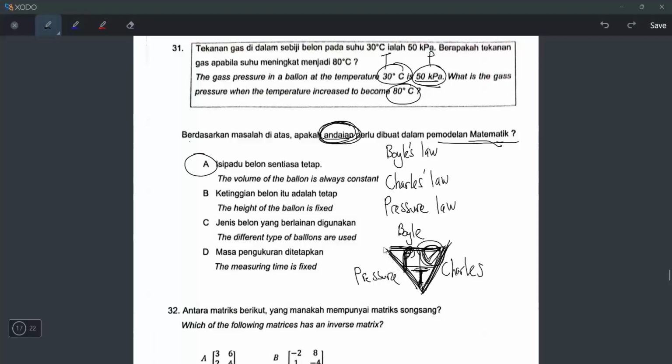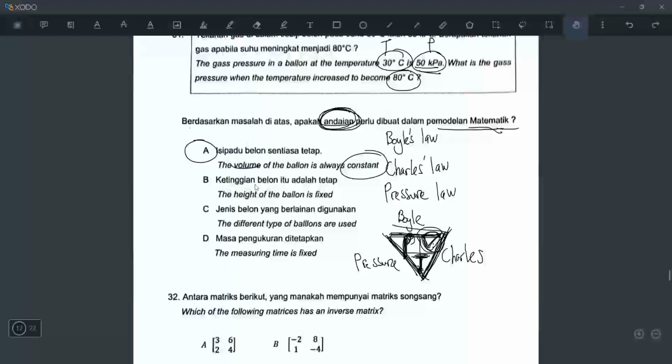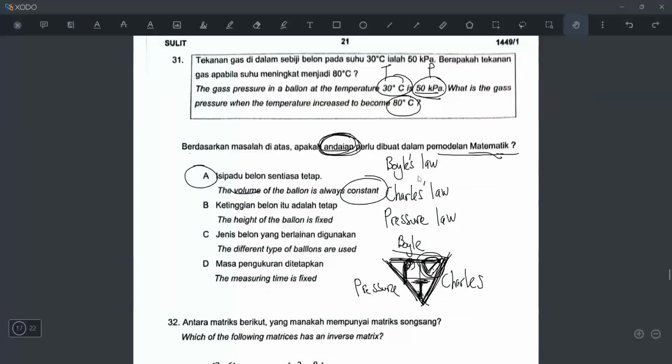Okay, let me say again. The pressure law is about P, pressure and temperature, the V has to be constant. The Boyle's law is about P and V, pressure and volume, but the temperature has to stay constant. And then Charles' law is about volume and temperature, but the pressure has to stay constant. So this is about P and T. So this is the pressure law. That's why the volume has to be always constant. Okay. Actually, I'm slowly getting into physics already.